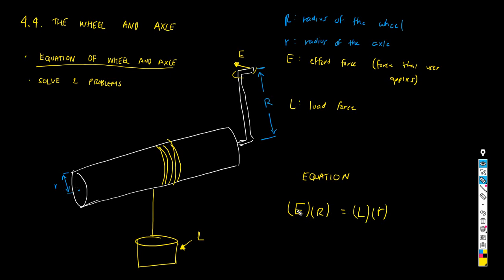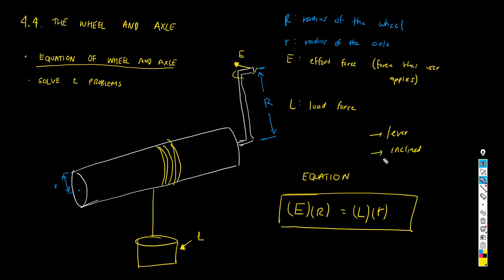So this is how it works, guys. This is the equation of the wheel and axle. And again, one more time, try to notice how it's pretty much the same as in the previous cases for the lever and for the inclined plane. If you remember, the equations for the lever and for the inclined plane were pretty much the same.